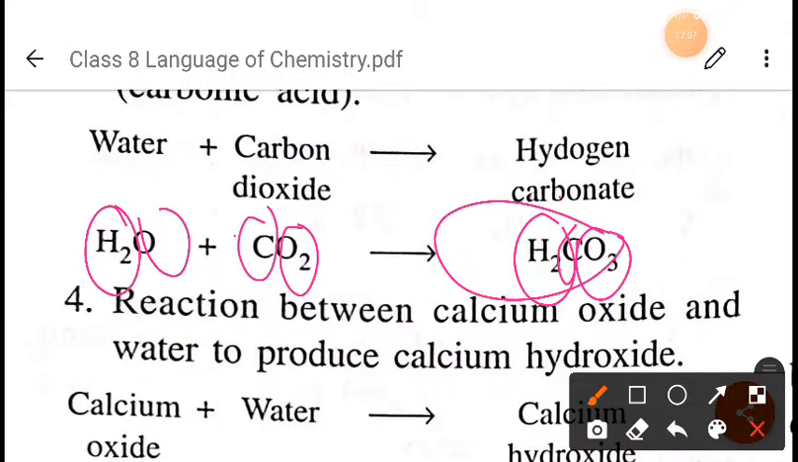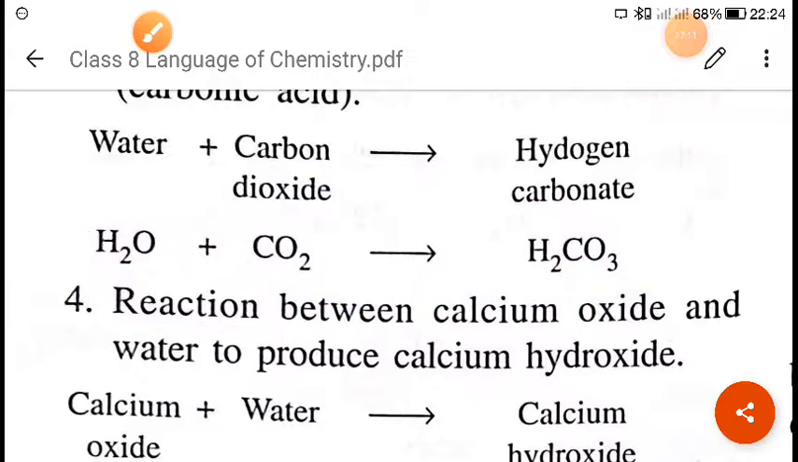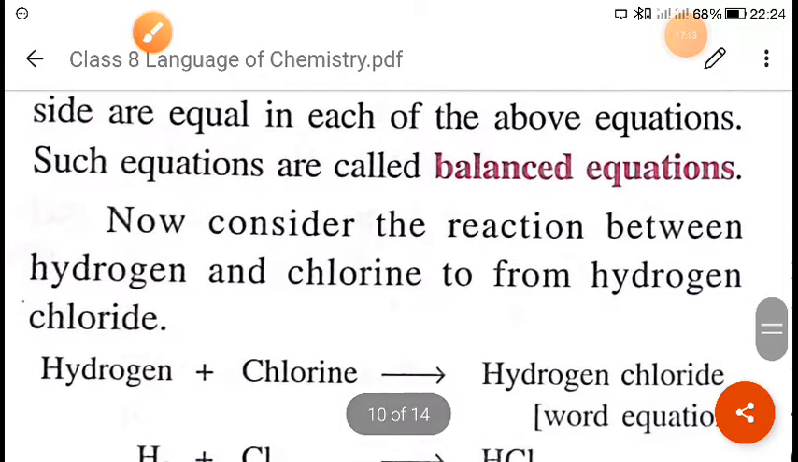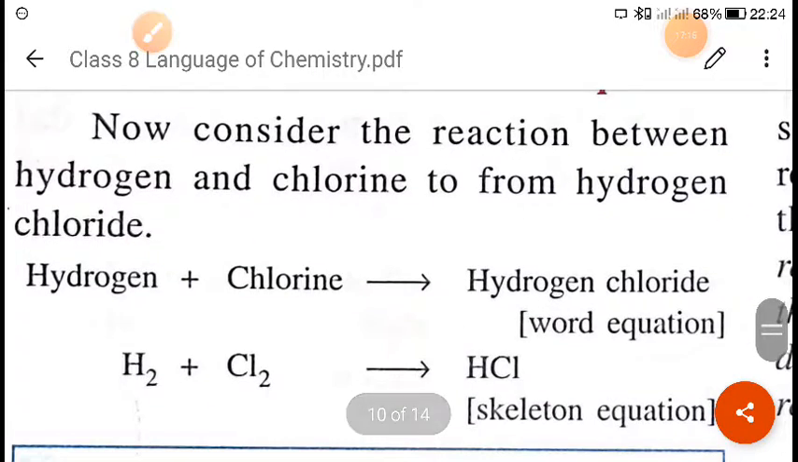So this type of chemical equation is called a balanced chemical equation, right? I hope you have understood what a balanced chemical equation is.